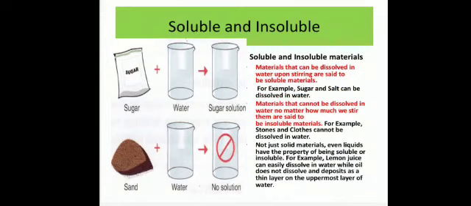Now how can we check whether a particular material is soluble or not? First, if we take the example of sugar, add half a spoon of sugar in water, shake it well. You will observe that sugar has disappeared into water. So we can say that sugar has dissolved in water, or that sugar is soluble in water. But what about in case of sand?